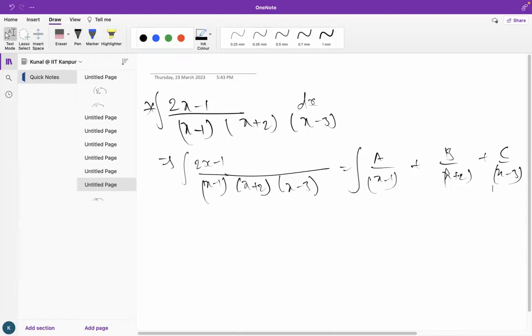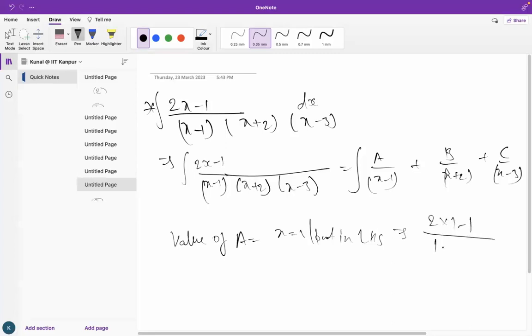Now there is a shortcut method, which is also a small trick, to directly find the values of a, b, and c. So what we have to do is just put the value of x in the LHS, and whatever we get is the value of a. Let me write here. So the value of a: just put the value that makes the denominator term zero. So x is equal to 1, put in LHS, except the x minus 1 term. So what we get here is 2 into 1 minus 1 divided by 1 plus 2 and 1 minus 3. So this is our a value.